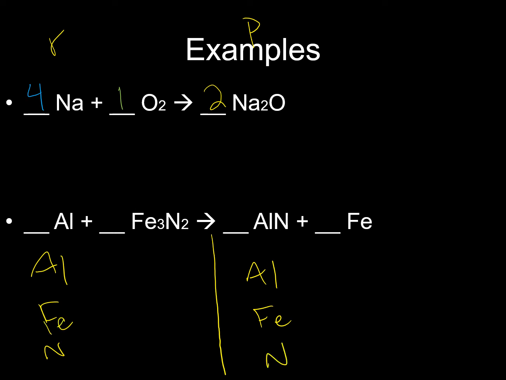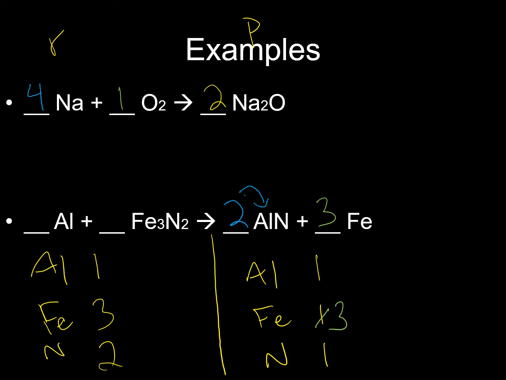I started with 1 aluminum, 3 irons, and 2 nitrogens, and I ended with 1 aluminum, 1 iron, and 1 nitrogen. So my first step is going to be to figure out what I need to balance out. I can either start with the Fe or the N, it doesn't matter. I'm going to start with the Fe and put that 3 there, which will change that one to a 3. Now I'm going to go to my N's, so I'm going to put a 2 here.